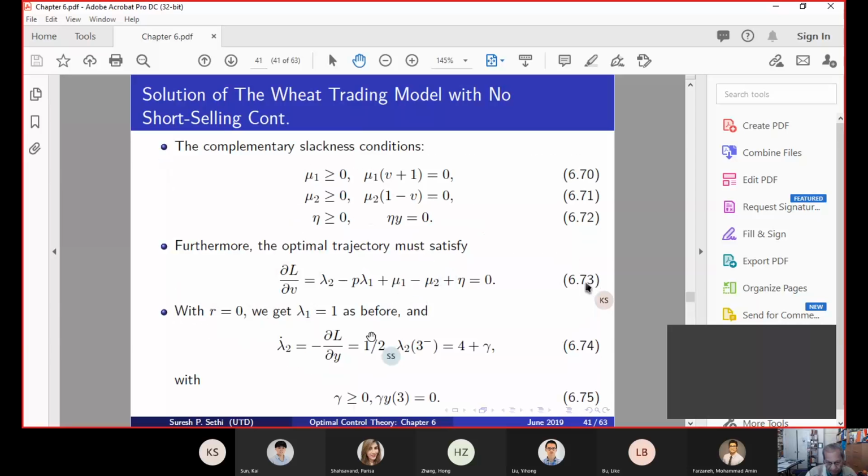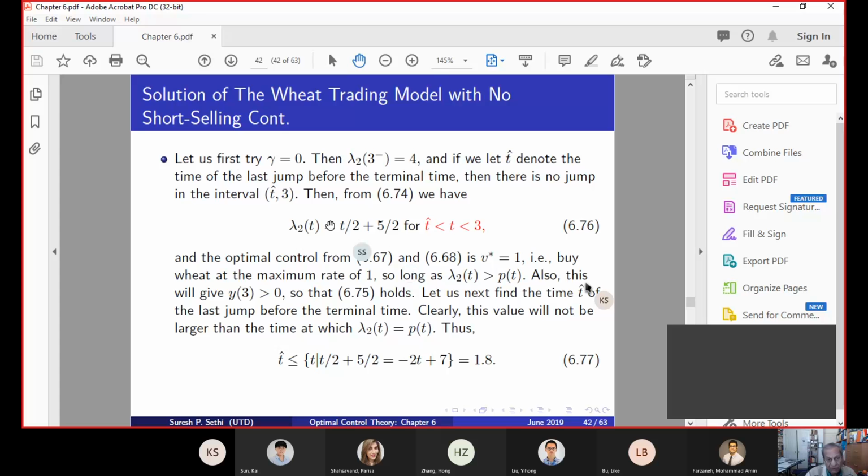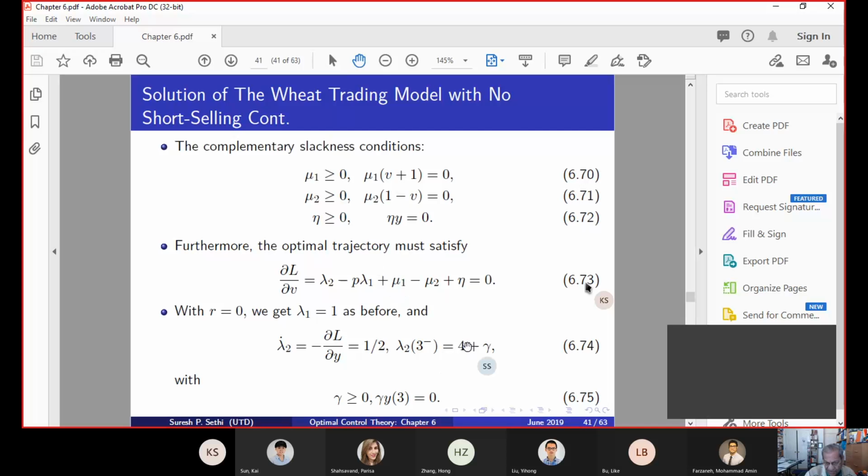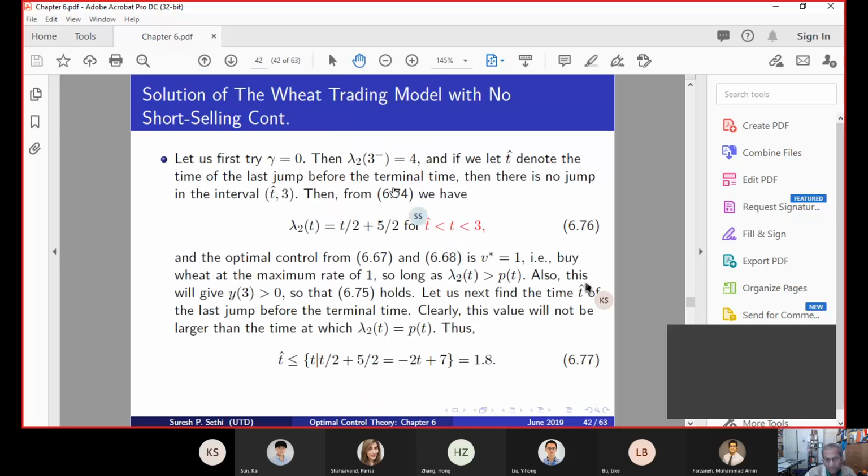So we don't know gamma. We're going to start backward. We're going to assume either gamma equal to 0 or gamma bigger than 0, and I'm assuming here gamma equal to 0 and see if that works. If gamma equals 0, then lambda 2 at 3 minus is exactly equal to 4. And that means there is actually no jump at 3. And so now let t hat be the last jump before the terminal time.